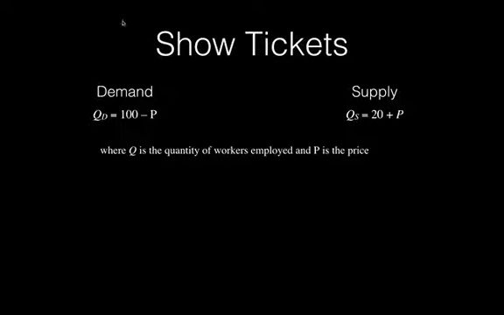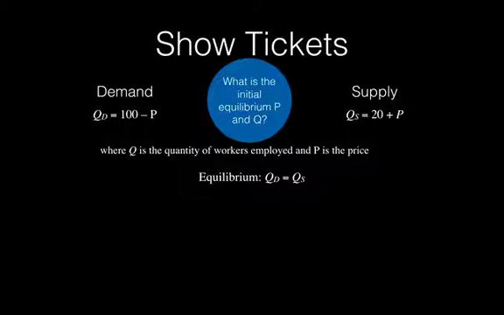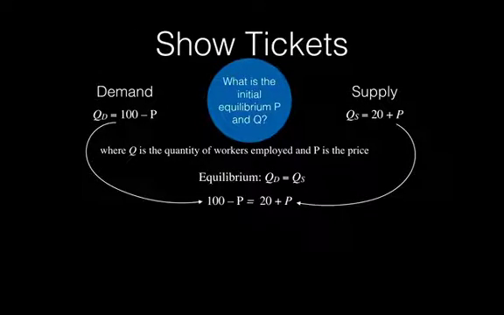So in order to get the equilibrium, what do we do? We set the demand equation and the supply equation equal to one another. So we have 100 minus P is equal to 20 plus P. So if we add P to both sides and subtract 20 from both sides, we end up with 80 is equal to 2P, and dividing by 2 gives us an equilibrium price of 40.